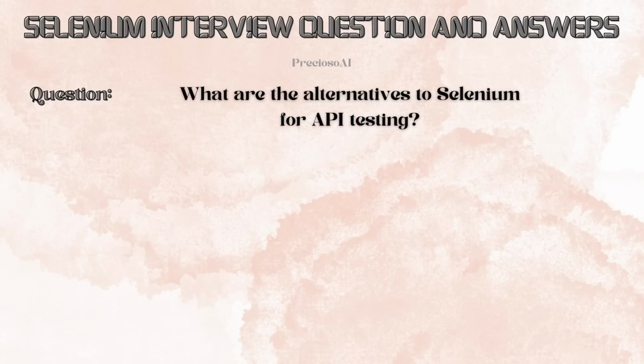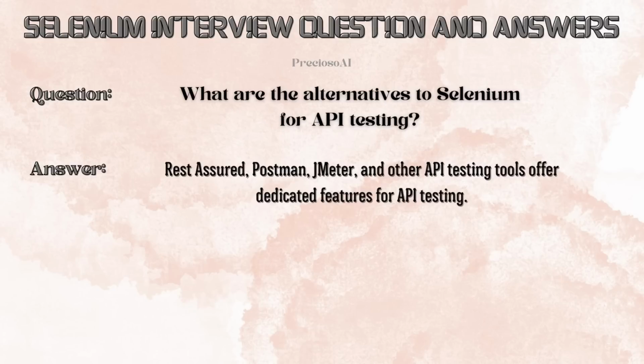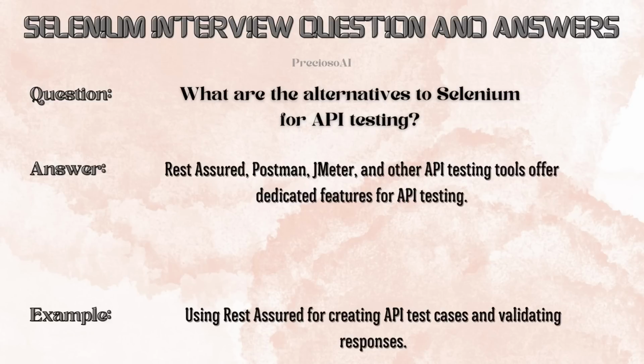Next question: what are the alternatives to Selenium for API testing? And the answer is Rest Assured, Postman, JMeter, and other API testing tools offer dedicated features for API testing. For example, using Rest Assured for creating API test cases and validating responses.